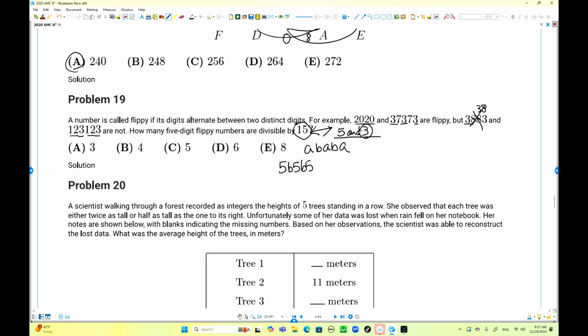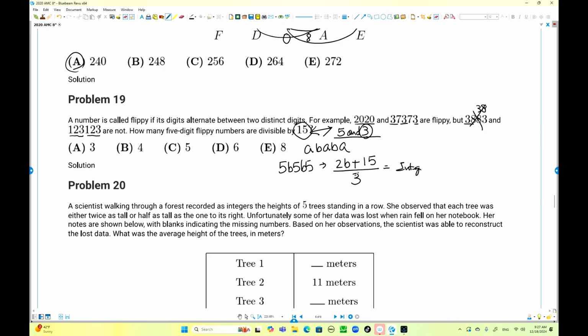Now next apply divisible by 3. The sum of all digits is divisible by 3, right? When you add all this, it equals how much? 2B plus 5 times 3 is 15. It should be divisible by 3. But this one should be an integer, right?